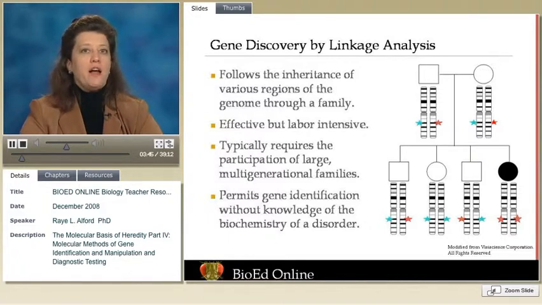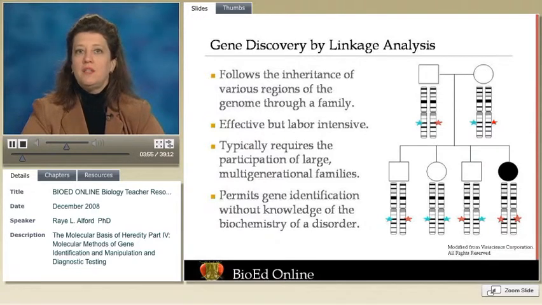Since linkage analysis is not a direct mutation detection method, its level of sensitivity relies on how many different forms of the markers there are, the density of the markers throughout the genome, and the genetic distance between the marker and the disease gene or mutation. Highly polymorphic markers, and lots of them, increase the success of linkage analysis.